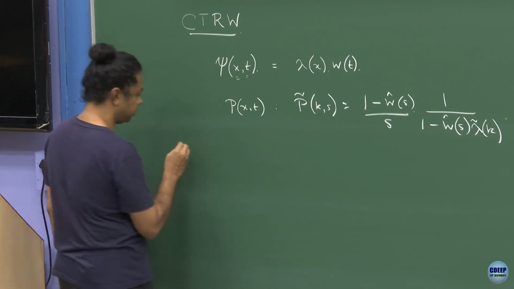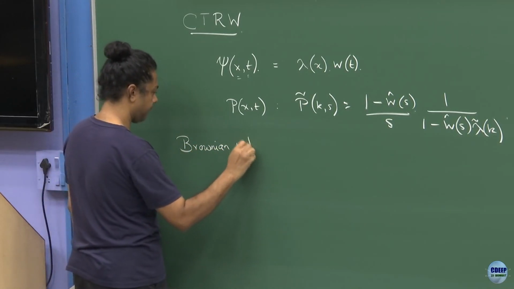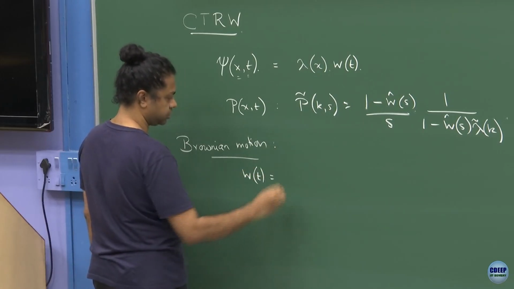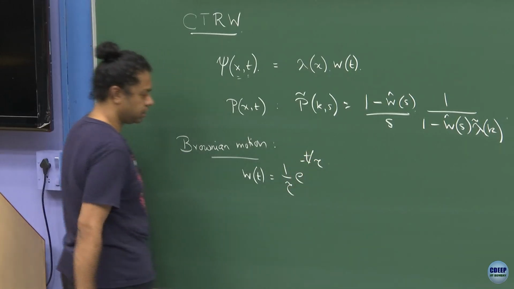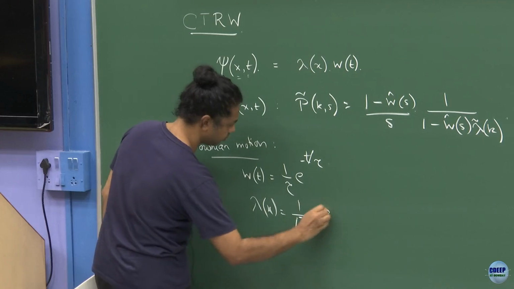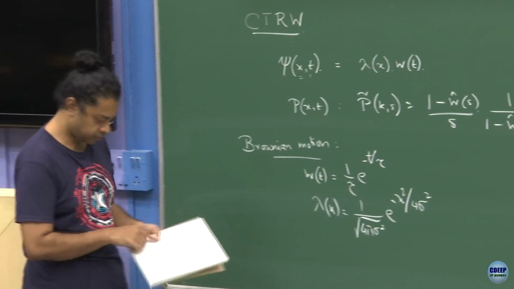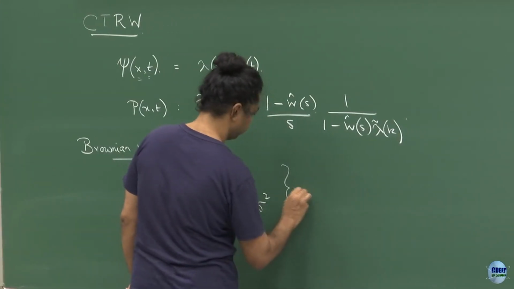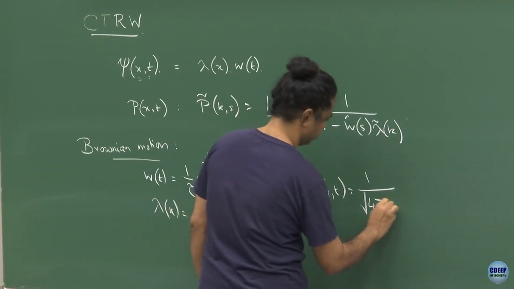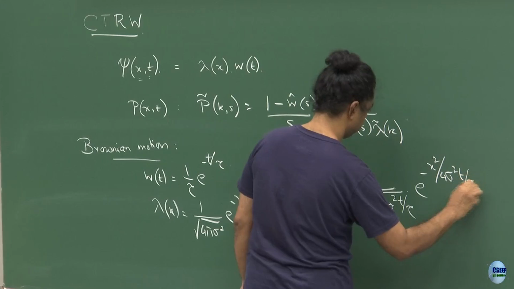Now, we talked about the Brownian motion or the diffusion limit, where we said that if your waiting time distributions are exponentially distributed, so 1 by tau e to the power of minus t by tau, while your jump distributions are Gaussian distributed, so 1 by square root 4 pi sigma square e to the power of minus x square by 4 sigma square, you can show that you get back your Gaussian. So, if you combine these two, you get back your Gaussian p of x comma t, which was 1 over square root 4 pi sigma square t by tau, the mean time, e to the power of minus x square by 4 sigma square t by tau, right.